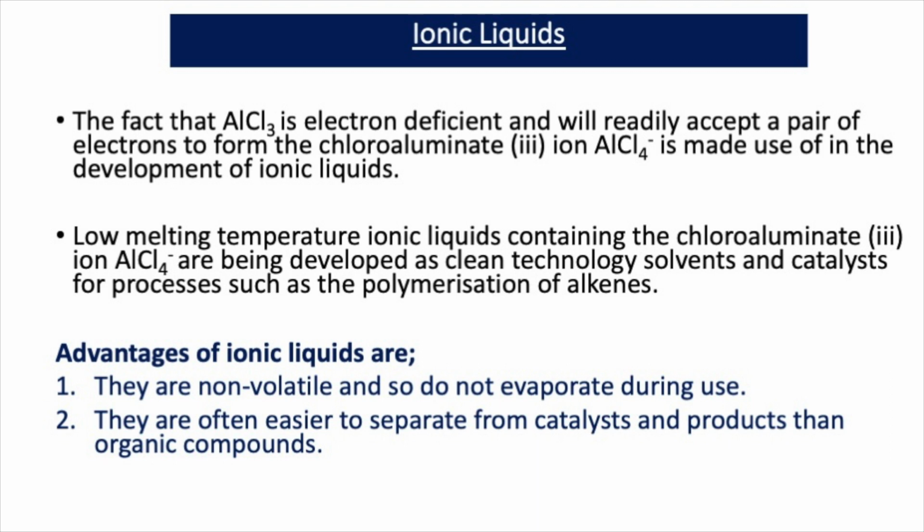Now, ionic liquids with low melting points that contain the chloroaluminate(III) ion, AlCl4-, are being developed as clean technology solvents and catalysts for processes such as the polymerization of alkenes. And these ionic liquids are replacing organic compounds because they have a number of advantages. Firstly, they're non-volatile, so they don't evaporate during use. And secondly, they're often easier to separate from catalysts and products than organic compounds.